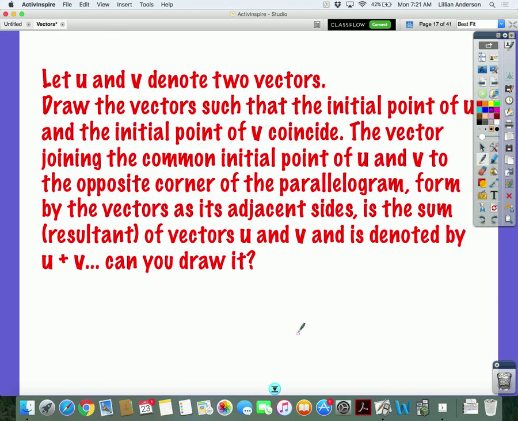Now this next method, which is your parallelogram method, I want you to do the same thing. I want you to pause the video and try to draw what I'm describing. So again, you have two vectors, vector u and vector v. It says draw the vectors such that the initial point of u and the initial point of v coincide. Now hopefully you understand what coincide means now if you didn't know before. The vector joining the common initial point of vector u and vector v to the opposite corner of the parallelogram formed by the vectors as its adjacent sides is the sum, aka the resultant, of vector u and vector v, and is denoted by, again, u plus v.